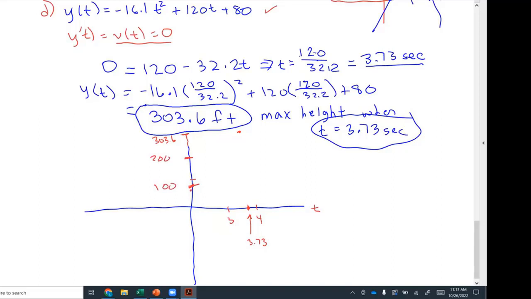That means I start somewhere around here at 80 feet. Here it's 300, so I'm coming up. That point is my highest, and then I'm going to come back down. Obviously, I'm not going to go below the ground. That's the end. The rocket's not going to hopefully go into the ground. So that should be the lowest point right there.